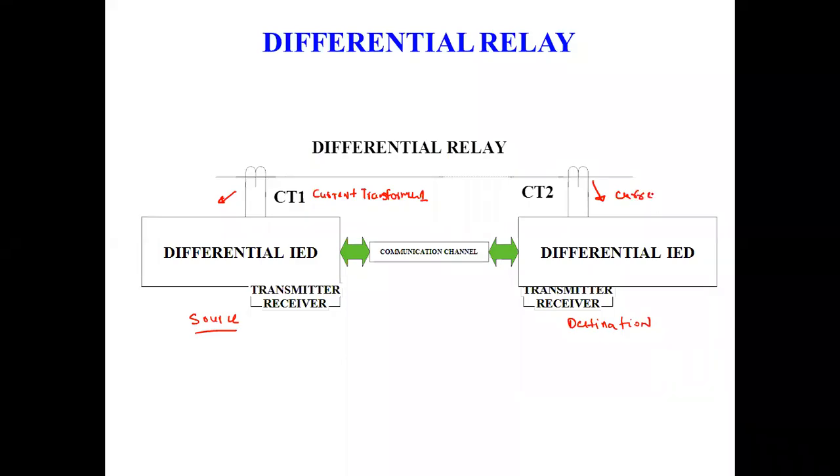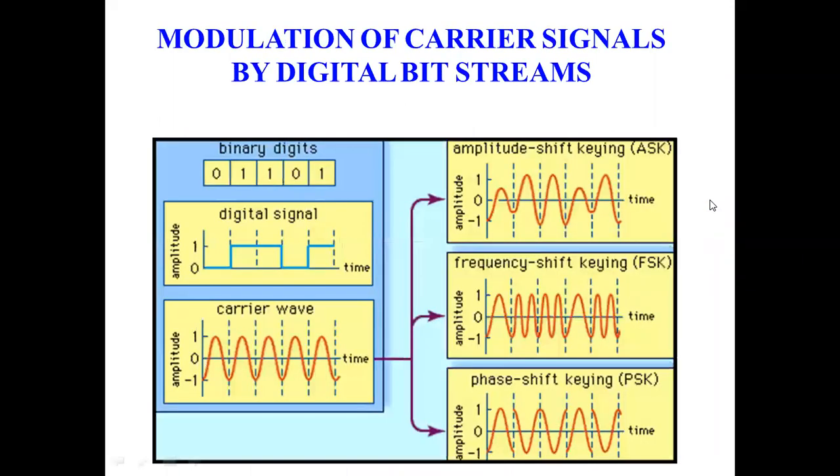So current, now I start current transformer second. So we have these two current transformers here, and this is the communication channel. Based upon this, you can see the binary digits, and this is the amplitude.